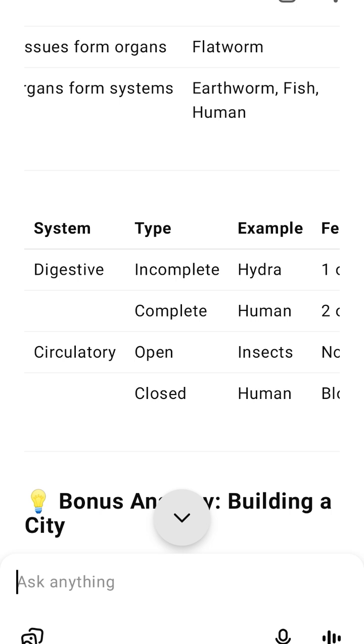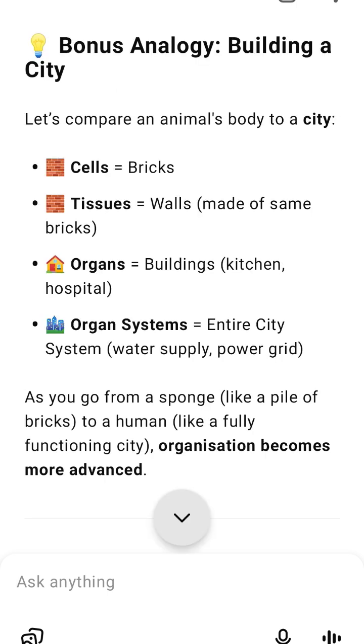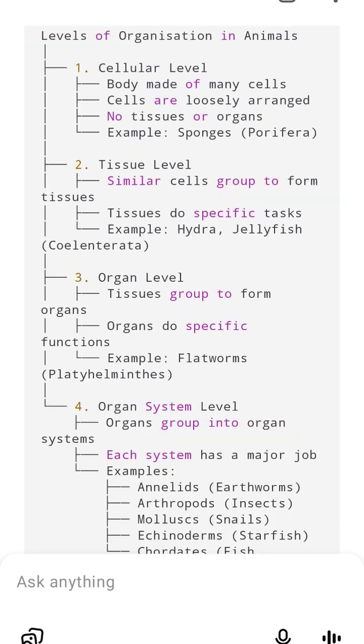Final super simple recap table. Level, meaning, example. Cellular: cells only, no tissues. Sponge. Tissue: cells form tissues. Hydra. Organ: tissues form organs. Flatworm. Organ system: organs form systems. Earthworm, fish, human.